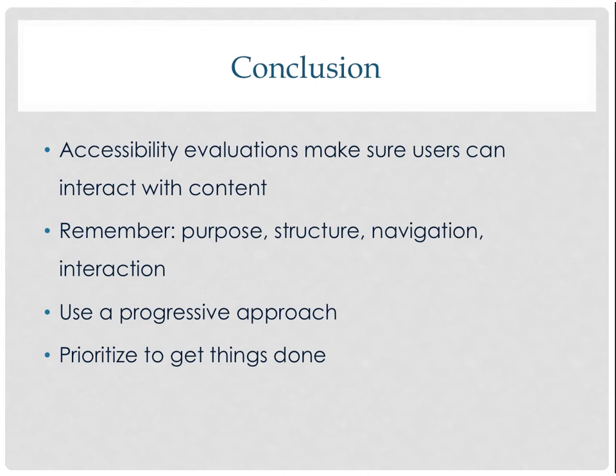In conclusion, an accessibility evaluation is designed to ensure that all users can interact with content in a meaningful way. Consider 4 principles when assessing a site: purpose, structure, navigation, and interaction. Use a progressive approach when assessing accessibility. Start with the easier tests first and then build up to more robust tests. After evaluating your interface, make sure to prioritize your results and tackle the most important issues first.